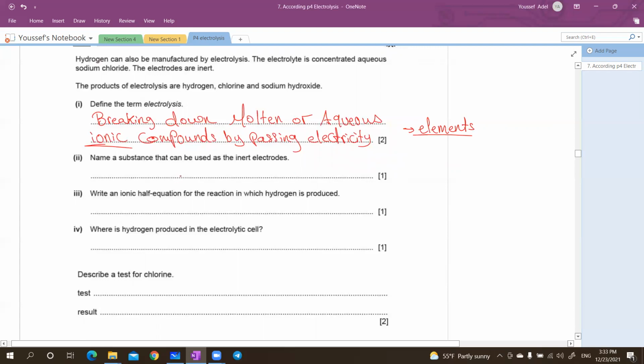Name a substance that can be used as inert electrodes. As we said before, the electrodes are made up of carbon in a form of graphite or platinum, because both of them are a good conductor of electricity and inert. Write an ionic half equation for the reaction in which hydrogen is produced. So the hydrogen positive ions will gain electrons to form the hydrogen gas H2. Actually, the hydrogen ions are positively charged, so they will be attracted to the negative electrode, the cathode.